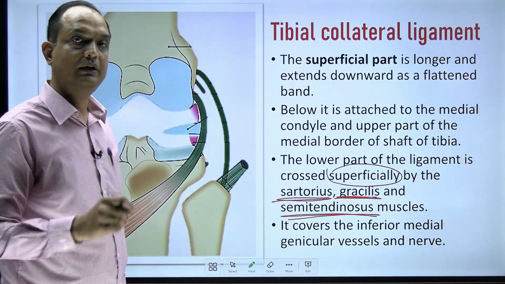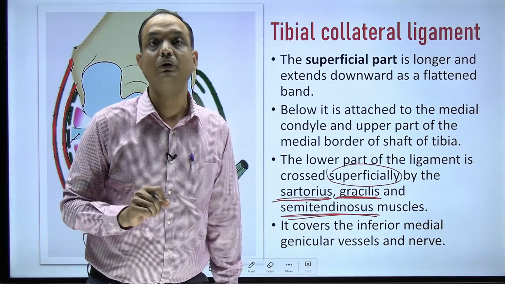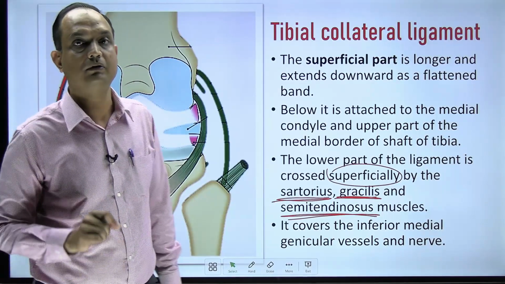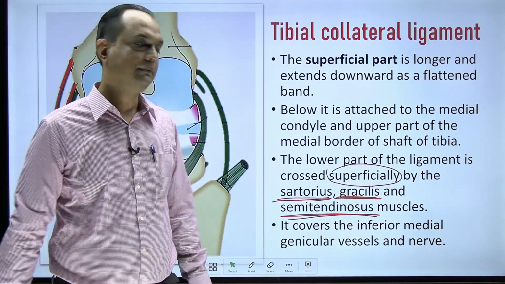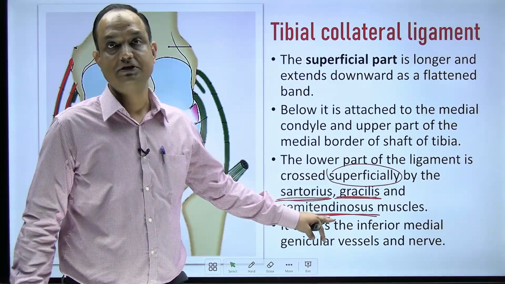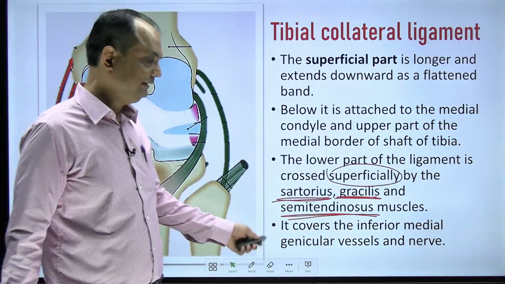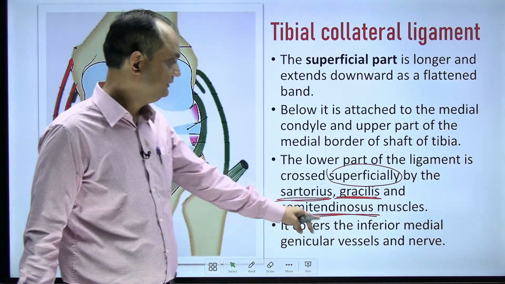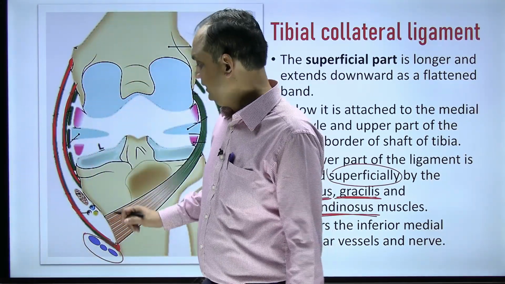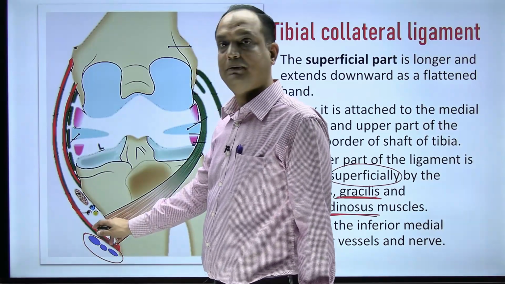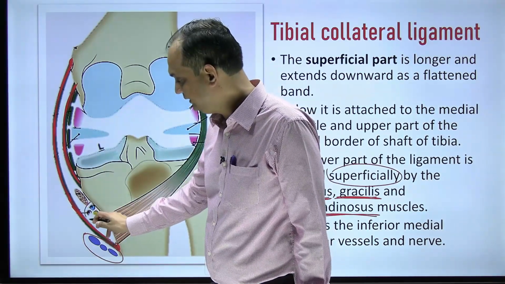That means when you are doing dissection and if you want to see the lower attachment of the superficial part of the tibial collateral, it is not visible because it is hidden by these three muscles' insertion. So that is the one thing. Second thing is that it covers the inferior medial genicular vessels and nerve. That means you will go deep to this superficial part. Here you will find three structures.